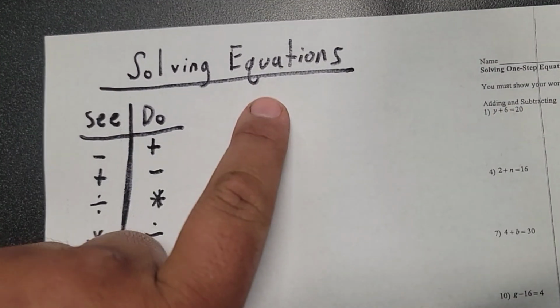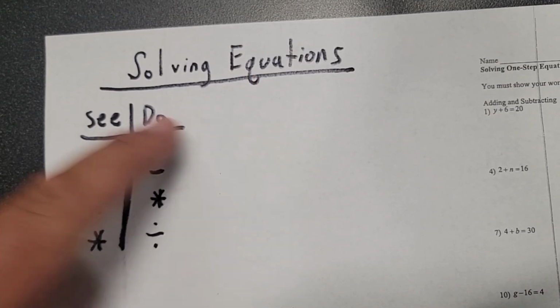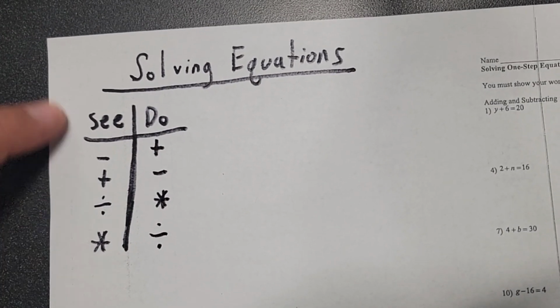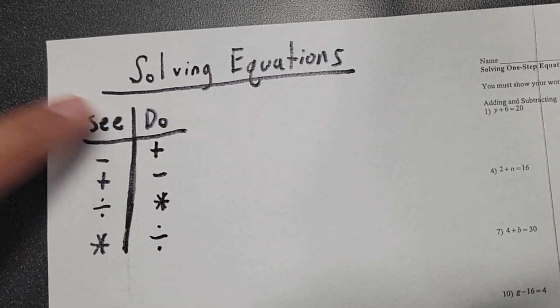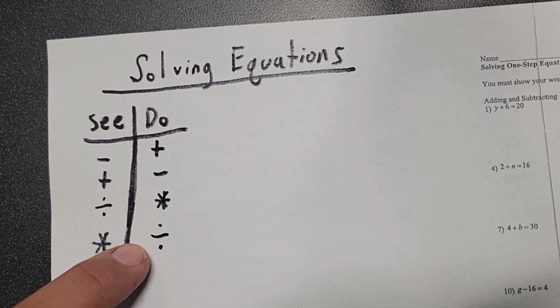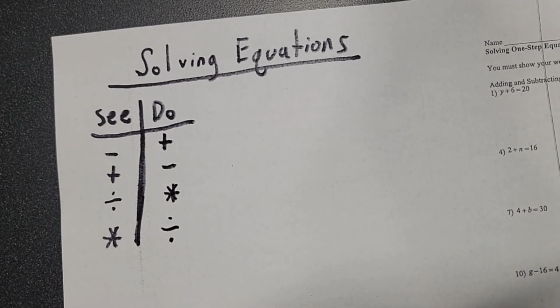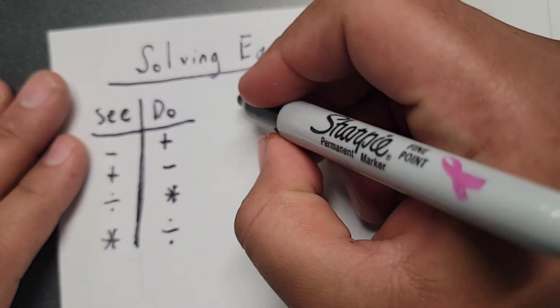All right, so we are solving equations, right? To solve equations, we do what we call the see-do method. If we see something, we're going to do the opposite. So go ahead and copy this down.